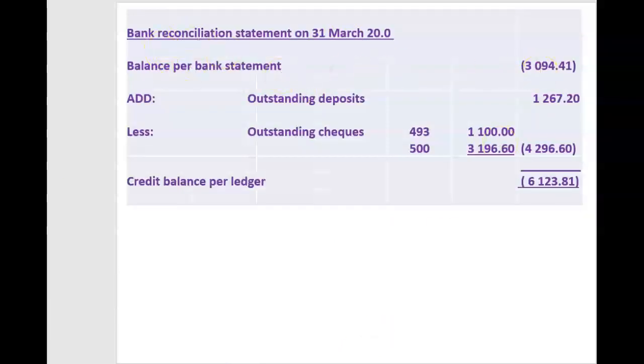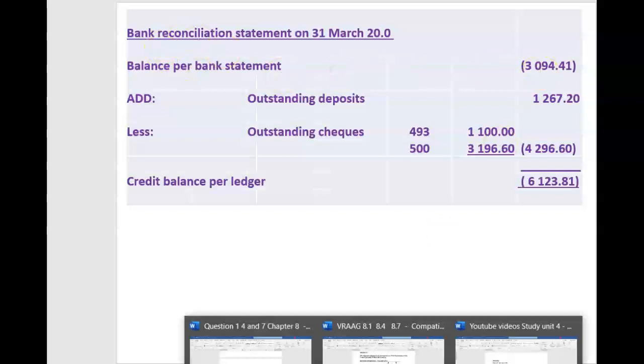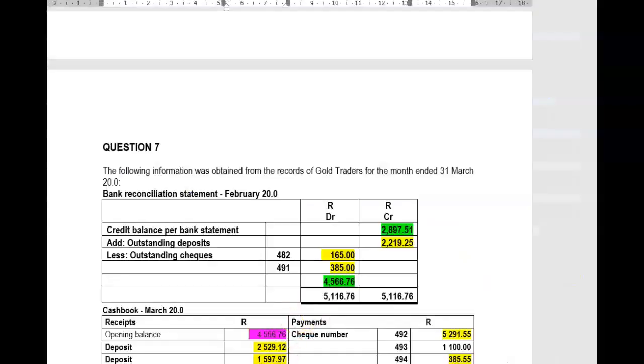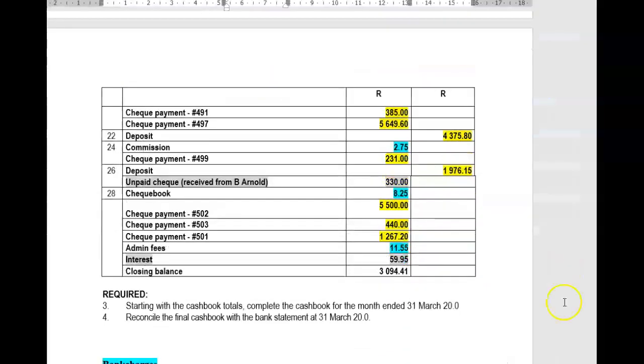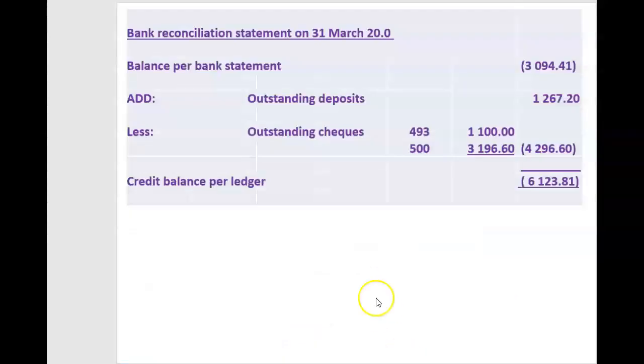Right, let's have a look at our bank reconciliation statement. Balance as per bank statement, 309,441. Where do we get that? On our bank statement, at the end of the period, there you will see closing balance, 309,441. So that's our statement balance that we're going to start up with.